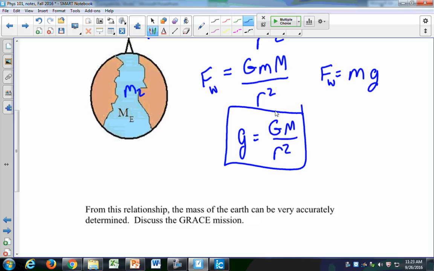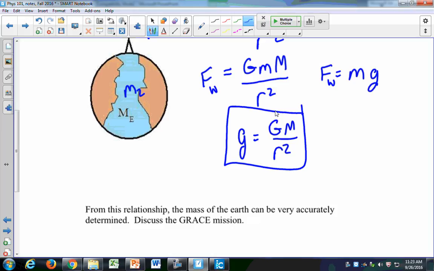Can you imagine why this would be powerful? It basically says that if you can measure the acceleration due to gravity, which you all did in lab, it's pretty simple to do. You can do it with a pendulum like you did in lab, or you can do it by watching things fall and measuring the time that they fall. But if you can do that accurately, then you can measure the mass and the radius of the Earth.